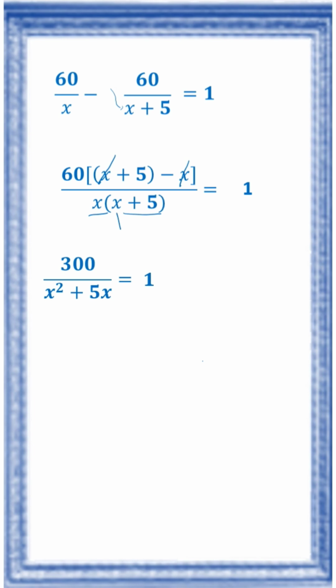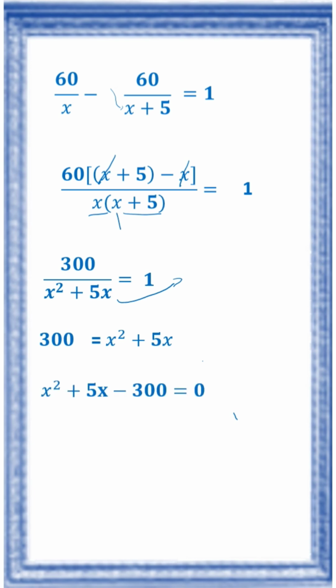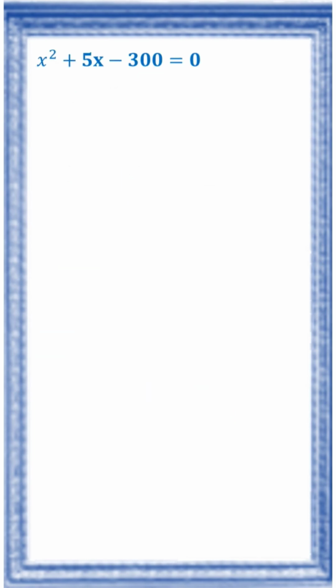Now let us transpose this to this side. So 300 is equal to x square plus 5x. x square plus 5x minus 300 is equal to 0, transposing 300 to this side. It is in the standard form. Now we can solve it by factorization method or by using the formula method. Let us solve it by factorization method by splitting the middle term.